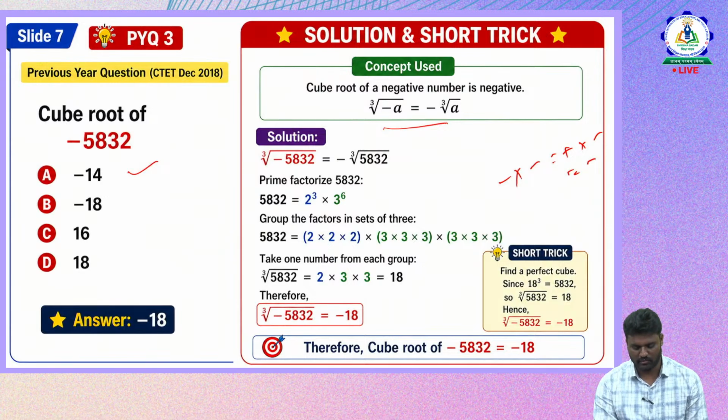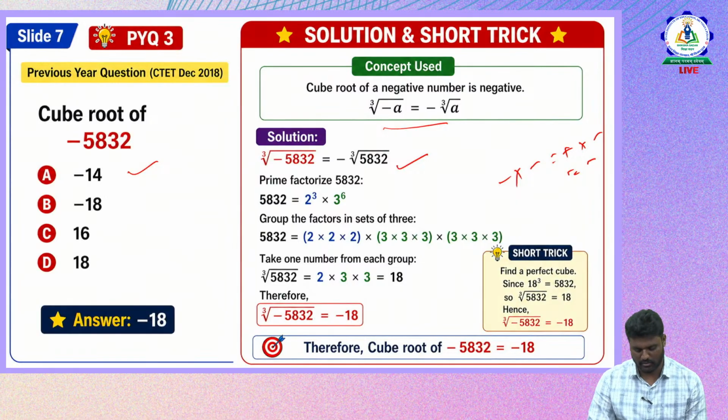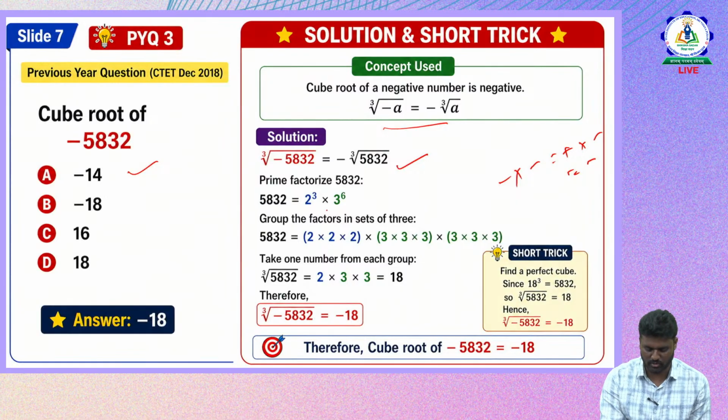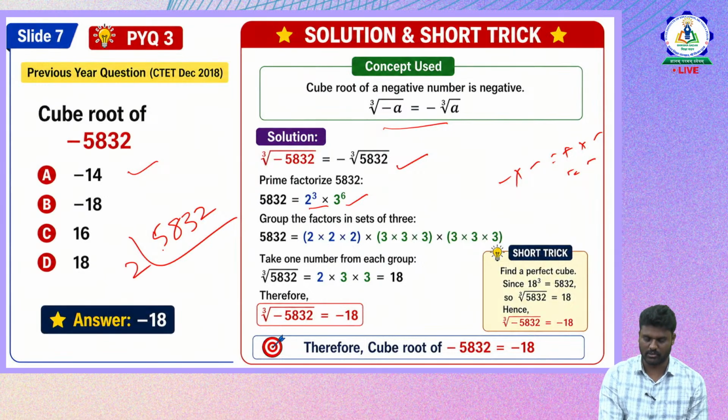So now we write the cube root of minus 5832 as minus the cube root of 5832. Since they are asking us to identify the cube root of the given number 5832, let us find the prime factorization. If you find the prime factorization of 5832, we will get 2 to the power of 3 into 3 to the power of 6. You know how to find the prime factorization.